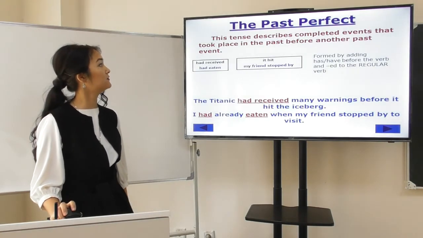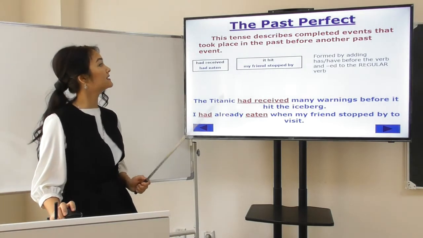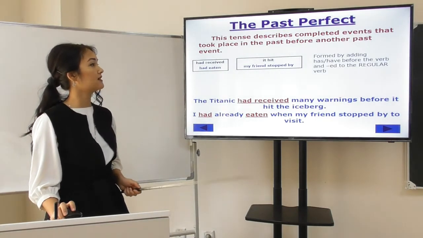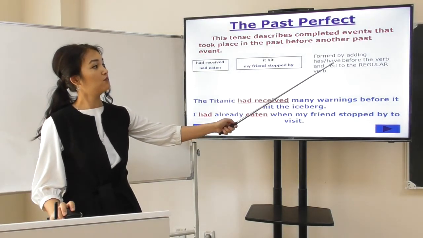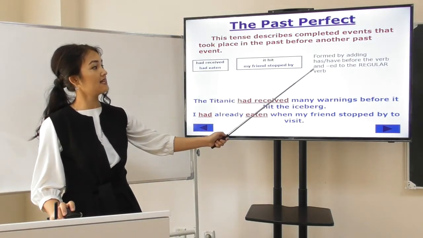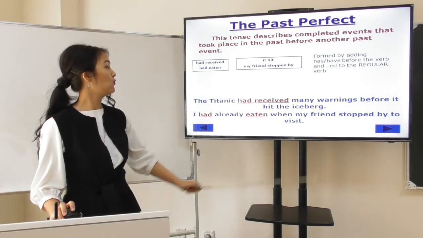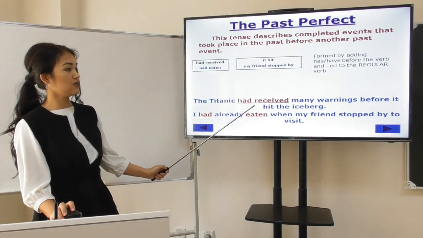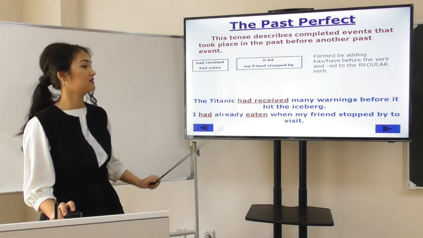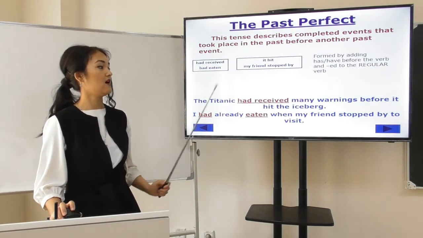The past perfect. This tense describes completed events that took place in the past before another past event, formed by adding had before the verb and ed to the regular verb. For example, the Titanic had received many warnings before it hit the iceberg.